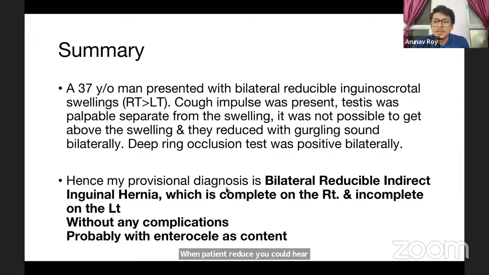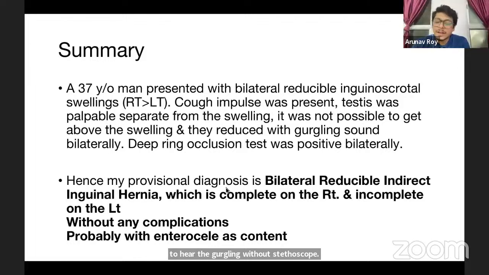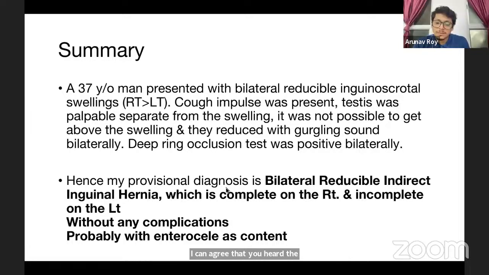Yes, on the right side, sir. Tell me, my God, you must be having fantastic ears. The patient is reducing the hernia and you are able to hear the gurgling without a stethoscope. So on reduction of the swellings by myself as well, the gurgling sound could be heard, sir. You reduced it, so I can agree that you heard the gurgling. Right. So you think it is enterocele on the right side?